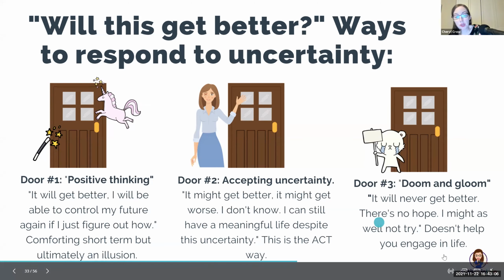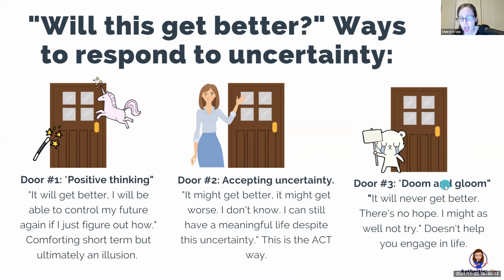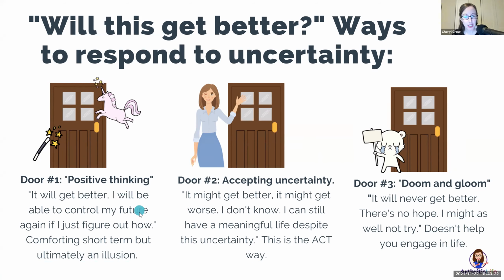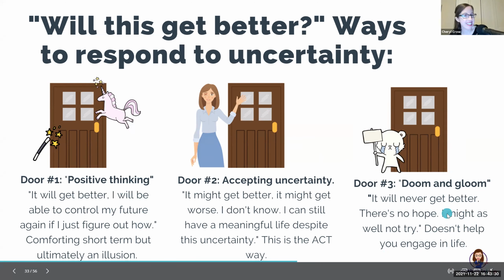And then there's door three, which is the doom and gloom, the opposite of that. It'll never get better. There's no hope. I might as well give up. And that's not helpful either, because it doesn't help you engage in your life. So both of these are actually certainties. You're trying to respond to uncertainty by giving yourself the illusion of certainty. Door number one is positive thinking, like it's definitely going to get better. And door number three is it's definitely going to get worse. Like everything's going to suck forever.